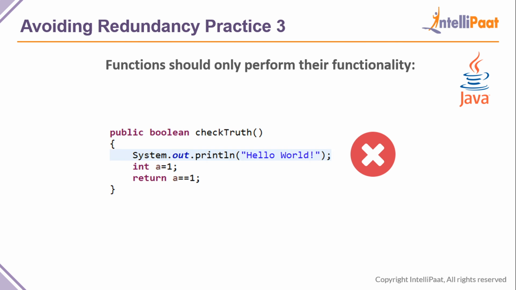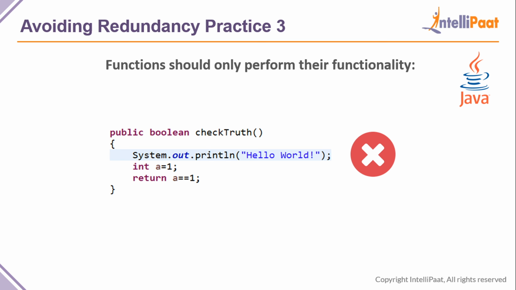Next, we have practice number 3, which is removing redundant lines of code from the program. A lot of times when people have a function called checkTruth, which is supposed to just return true or false, when we're using it in the main program, we shouldn't have other functionalities that the checkTruth function is doing as well.